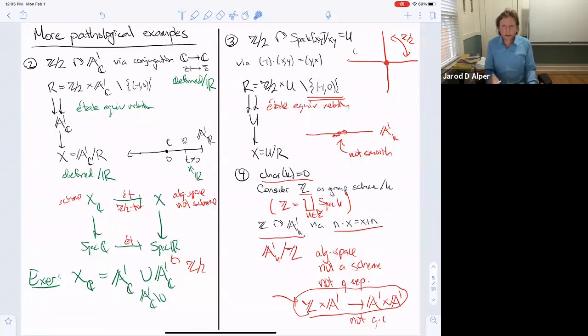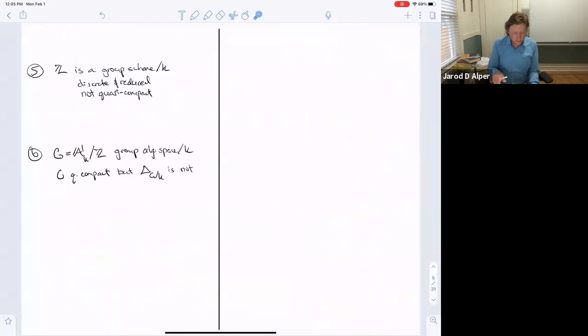I have some other examples too. Maybe these are even more pathological. Where we're going today, the goal is to show representability of the diagonal, and this will allow us to introduce properties like a stack is quasi-separated if the diagonal is quasi-compact.